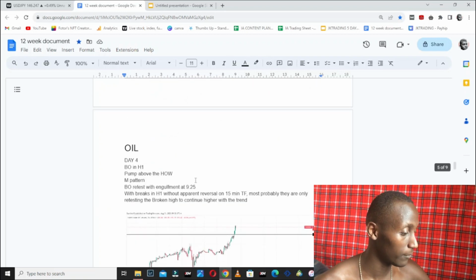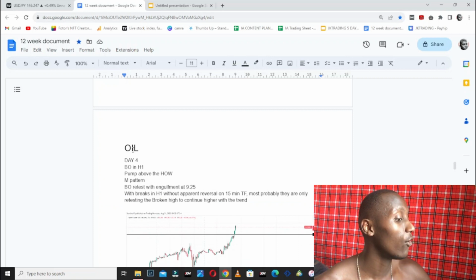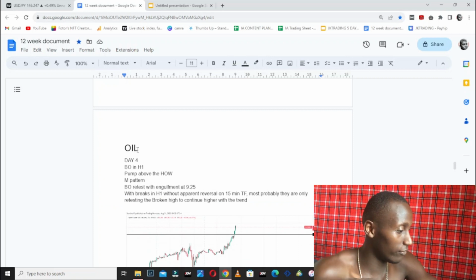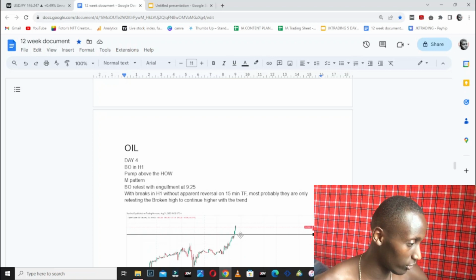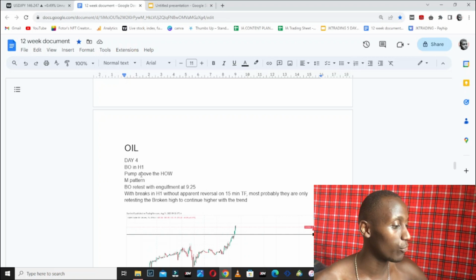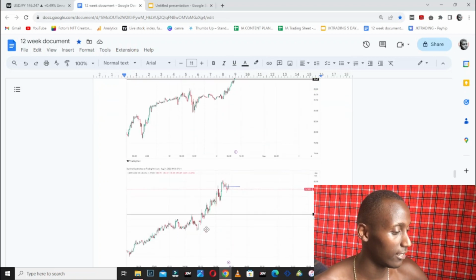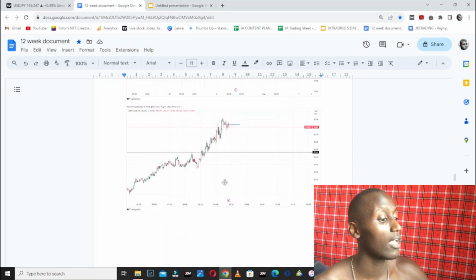I don't really remember. Again, we look at oil. Oil gave us day 4 setup. We had a breakout. So this breakout, we had it in the first hour. Then we had a pump above the high of the week. Of course, that is in the 1 minute time frame. We had this pump to the high in the 1 minute time frame.